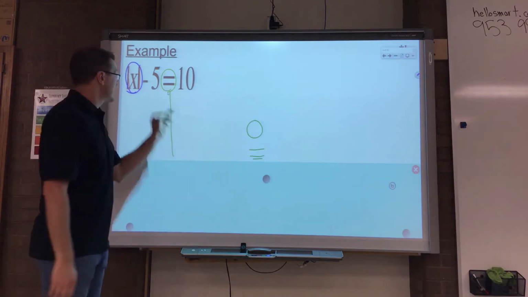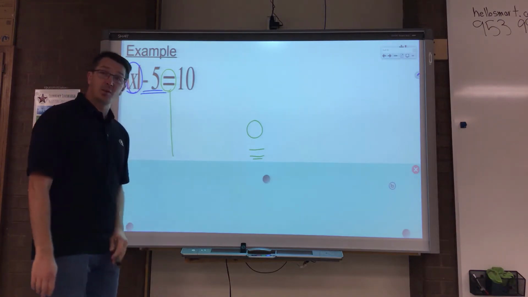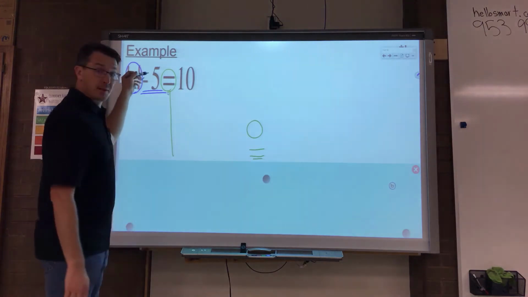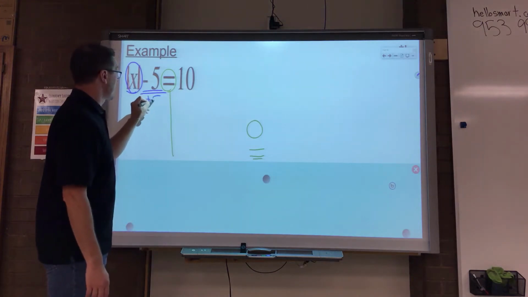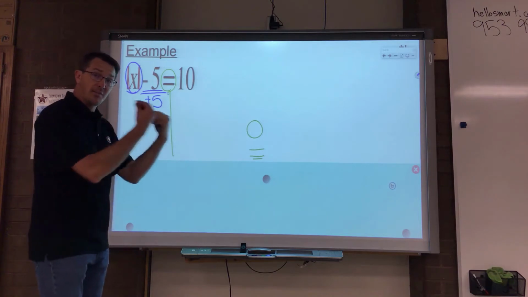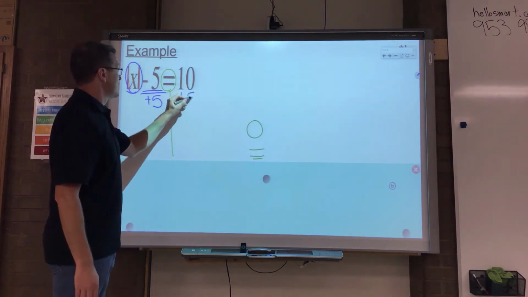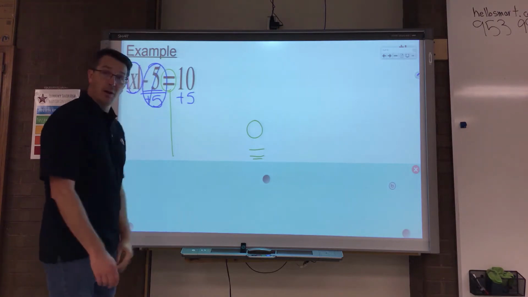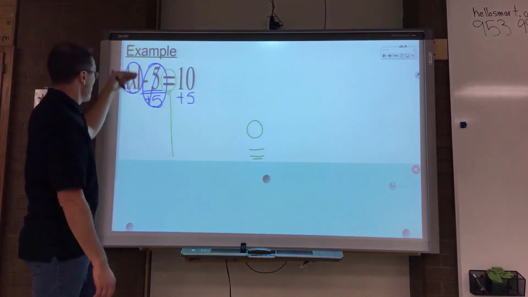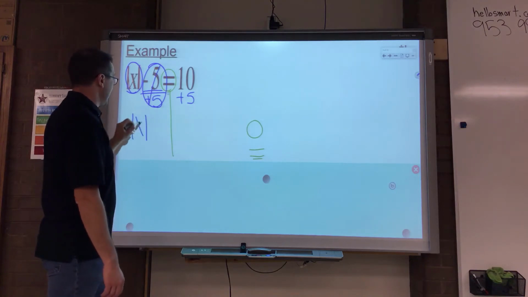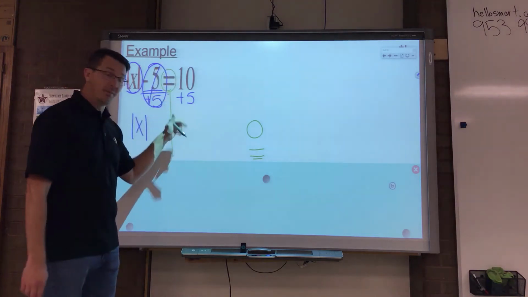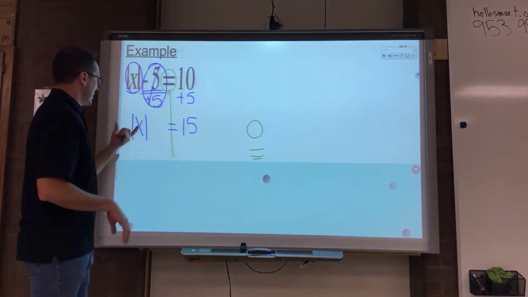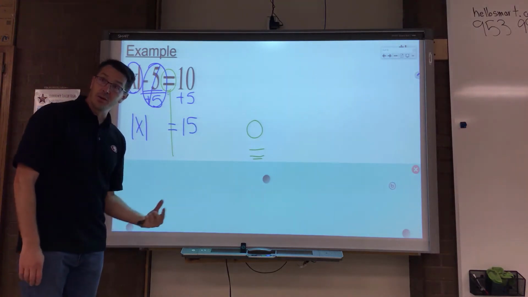But -5 is a constant. That means it's got 2 lines underneath it, right? And how do I get rid of the constant? I have to do the opposite of subtraction, which is going to be the addition property of equality. And if I do it to one side, I have to do it to the other. So now I've done that. And -5 plus 5, well, that is 0, right? And I don't need to write a 0. And now I bring down the absolute value of x equals, and what's 10 plus 5? 15. And now I say, wait a second, stop. Do I have the absolute value alone?